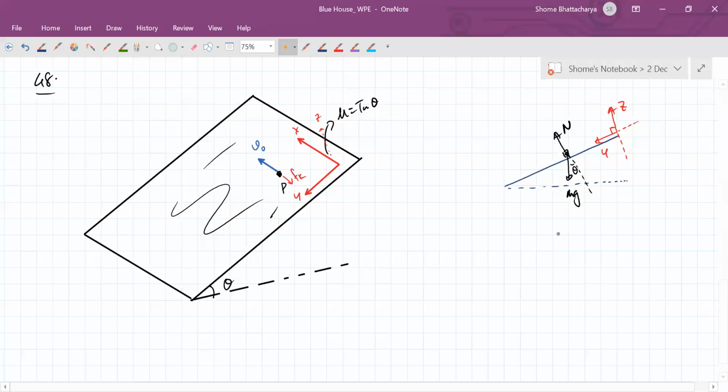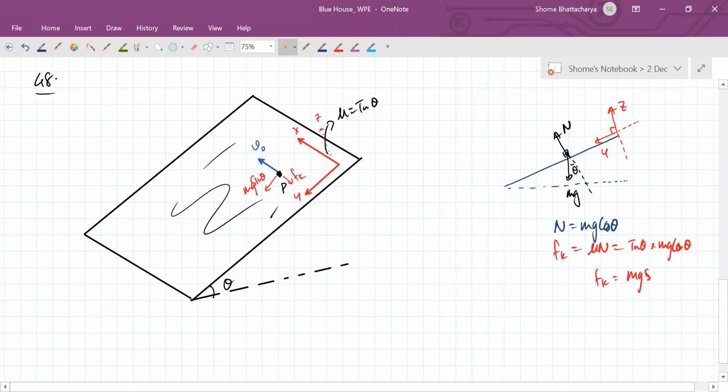Okay. So we can see that normal reaction is mg cos theta, and there is a component of mg acting along this direction, which is mg sin theta. So kinetic friction, which is mu N, will become tan theta into mg cos theta. So the magnitude of kinetic friction is equal to mg sin theta. This is something we have to remember: throughout the motion, the magnitude of kinetic friction will be mg sin theta.